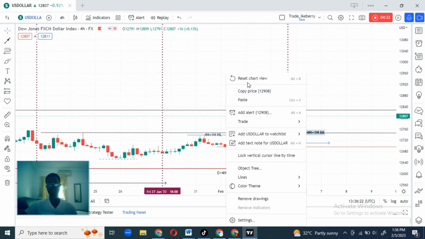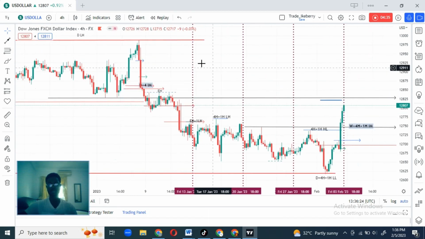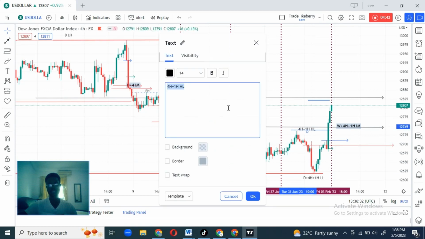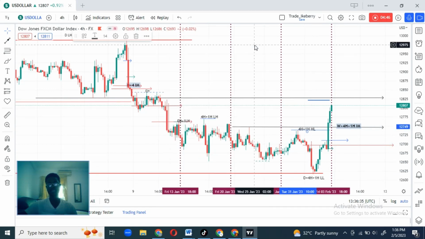When you go into the 4-hour, you realize that this was the previous higher low here, and then this is the previous higher low. Is it a lower high?